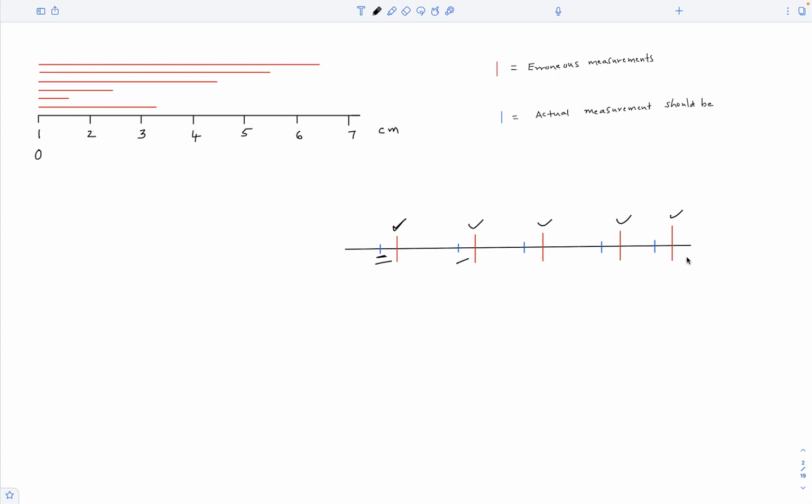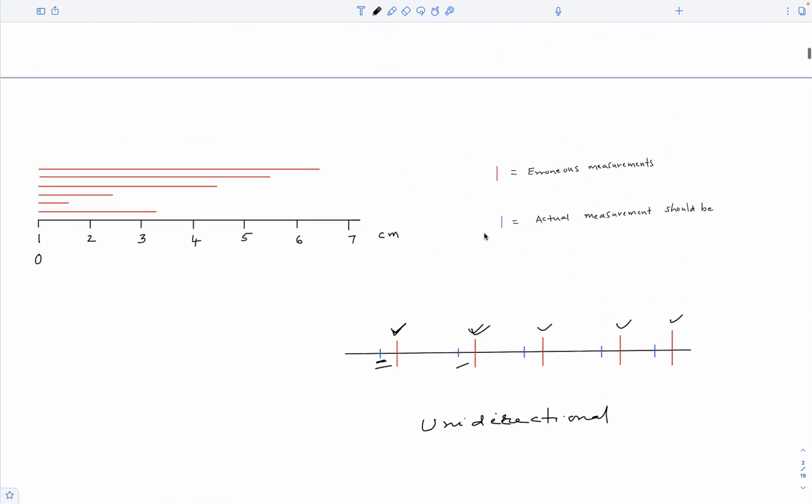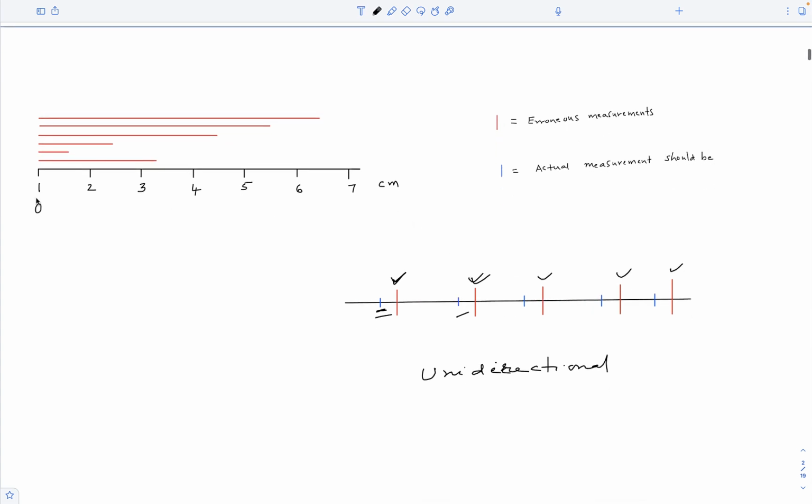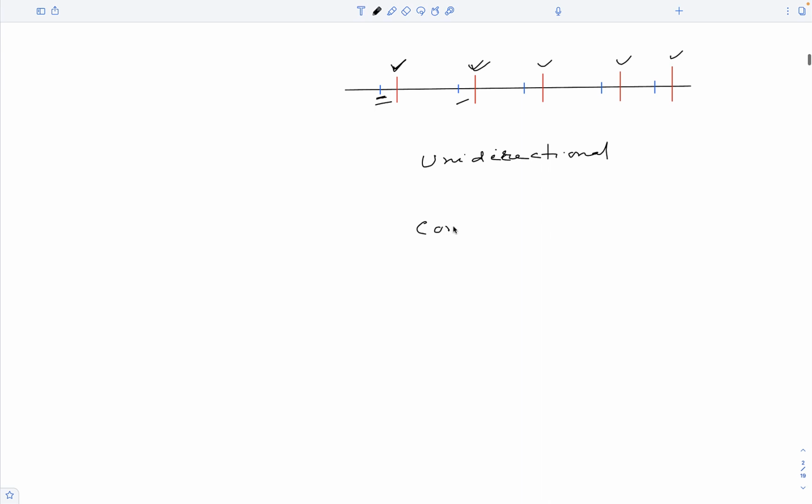So if we plot them on a number line, they would all fall to the right of their actual values. That is why we call them unidirectional. So systematic errors are unidirectional. And the interesting thing with systematic errors is they can be corrected. The moment we notice this error, we can apply a correction to each of these wrong measurements to obtain their actual values. So, systematic errors can be corrected.